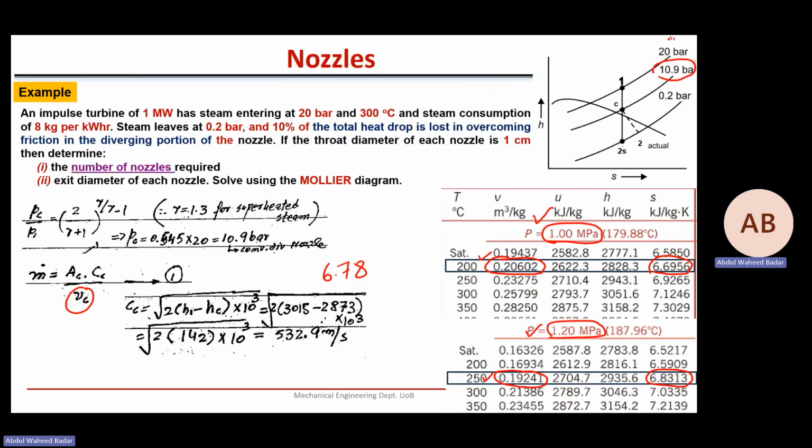Otherwise, how to do interpolation? What is to be found out is the volume at 10.9 bar. That is unknown. Minus 0.20602 divided by 0.20602 minus 0.19241. And what is known? Entropy 6.78 minus this 6.6956 divided by 6.8313 minus 6.6956.